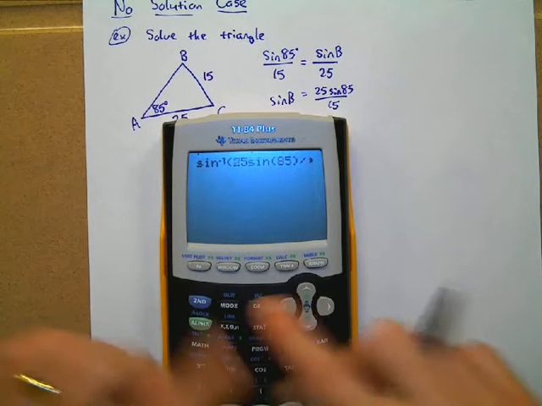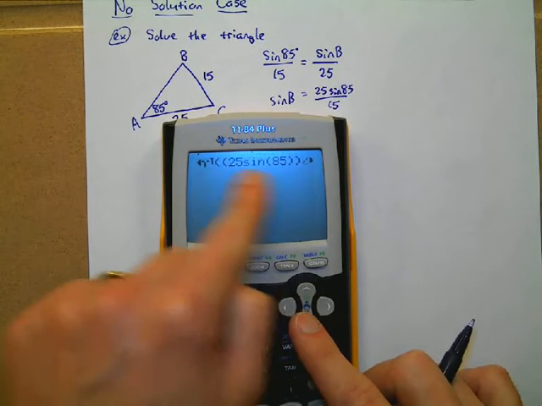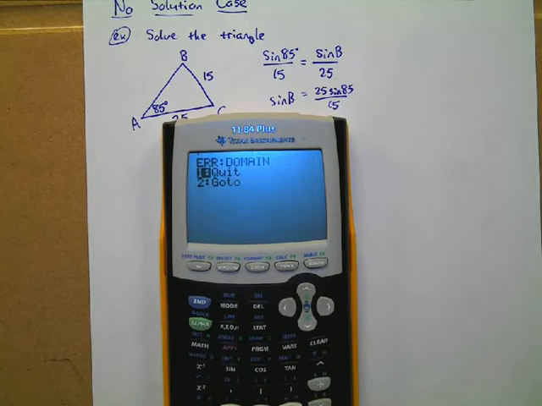Okay, so now I've got parentheses around my numerator. So that's just the whole quantity, and then divide that by 15. If I hit enter, still an error. It's saying error domain. So let's take a look then at what's really going on here.